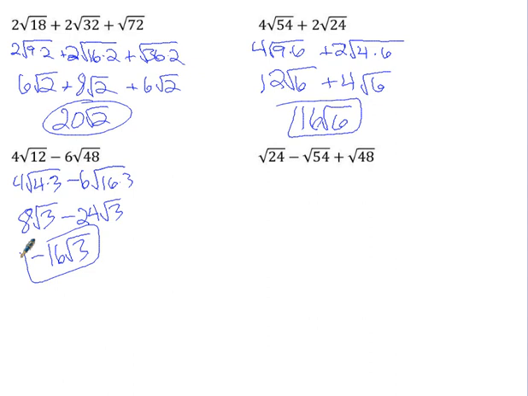Okay, the second one had 3 square roots on it. A little bit of a bummer there, but it's no big deal. What's the biggest perfect square that goes into 24?